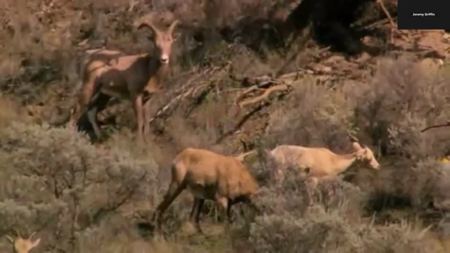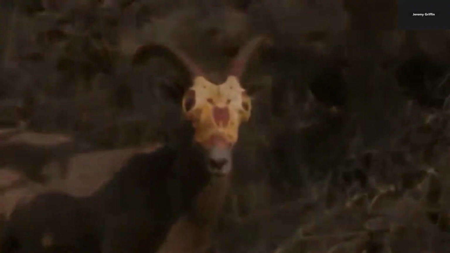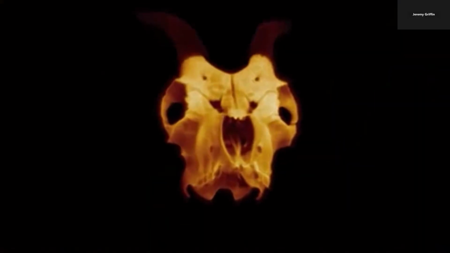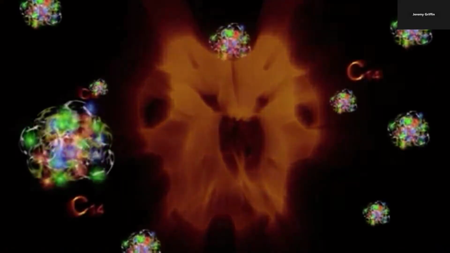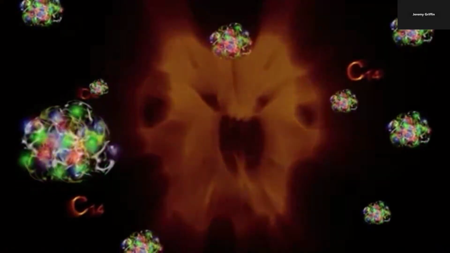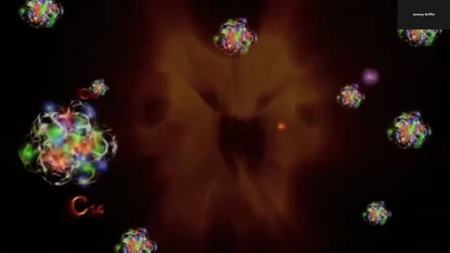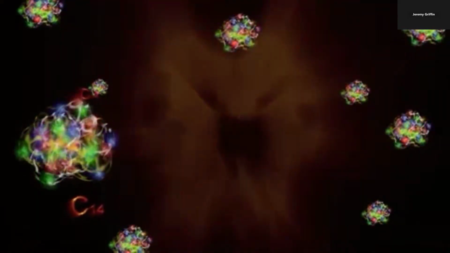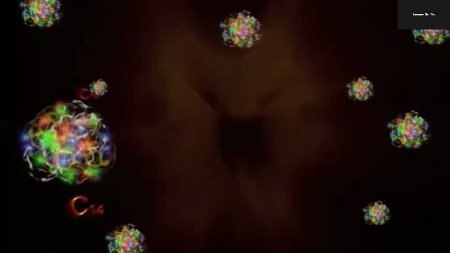As long as an organism is alive and eating, it maintains a constant ratio of carbon-14 to regular carbon. But once the organism dies, the amount of carbon-14 in the body begins to decrease. After 5,000 years, about half of the original number of carbon-14 atoms will have decayed. Using this fact, scientists can tell how long ago an organism died.